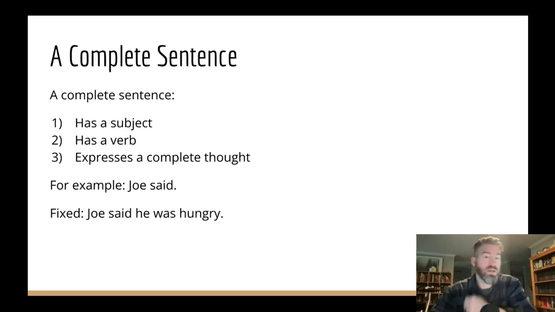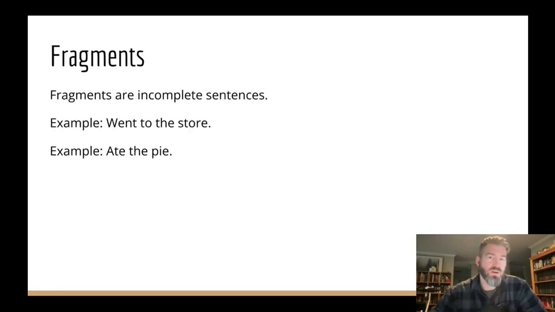Now, the opposite of a complete sentence is an incomplete sentence, which is often called a fragment. So, went to the store is not a sentence, although a lot of people will write this way. And contextually, it might make sense. In a text message or an email, certain circumstances might make sense, but here we don't know who went to the store. Same with the second one here. We don't know who ate the pie. And knowing that would help us decide whether or not they've been rude in eating it or not.